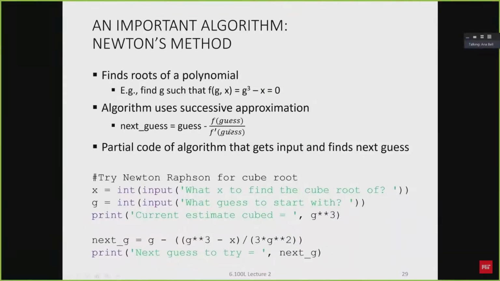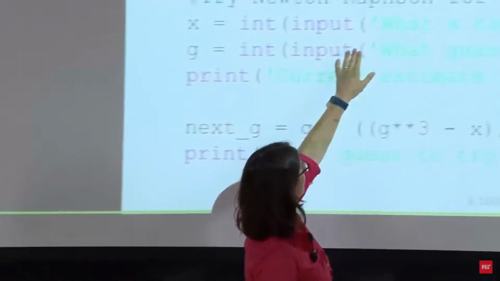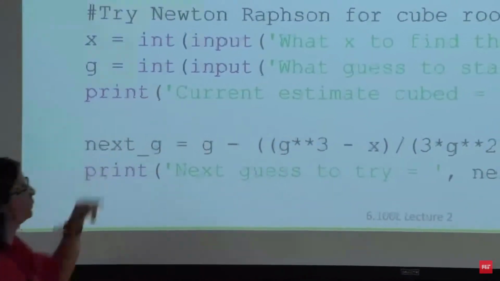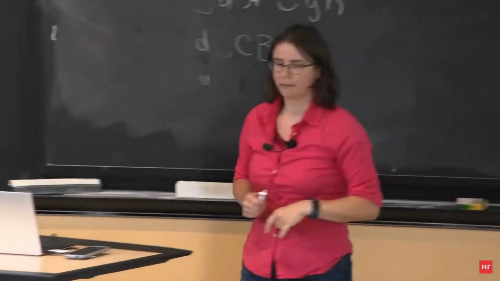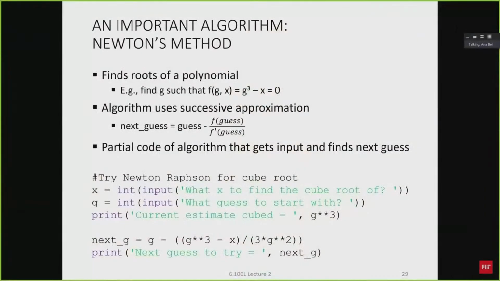So here's just some code. We're asking the user for input: what x do we want to find the cube root of? Then we ask the user for input: what guess do you want to start with? And then we can just print the current estimate cubed. So we just print guess cubed. And then the next guess is just following the formula up here, right?